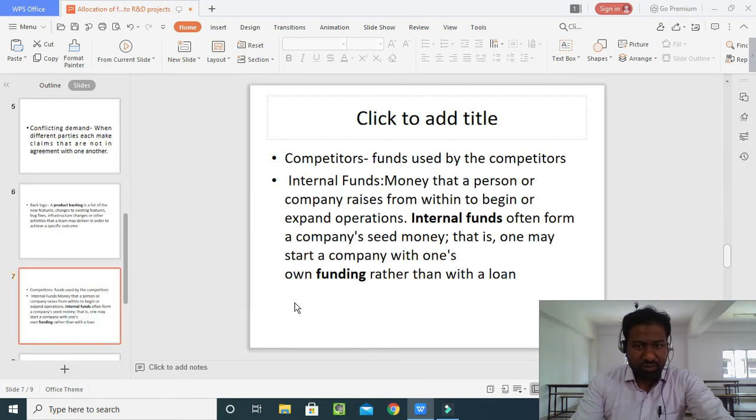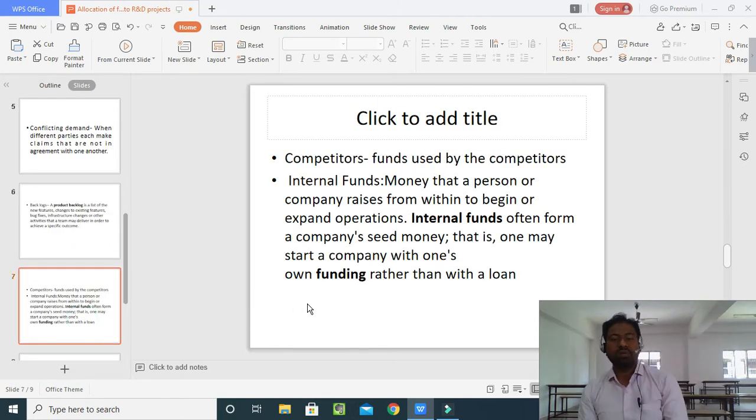Now here one more thing, competitors' funds. How are funds used by the competitors? We have internal funds and external funds. How are the funds utilized by the competitors? How much fund is kept for reserve and surplus? How much for advertisement? How much for the future? How much for repairs and maintenance? How much for building, salaries, wages, and miscellaneous expenditures?